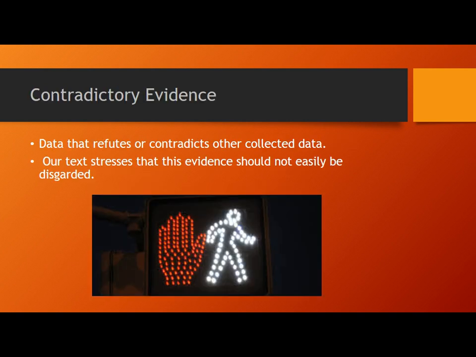Contradictory evidence. This is data that refutes or contradicts other collected data. I want to stress again, our text stresses that this evidence should not easily be disregarded or discarded. Sorry about that, I misspoke earlier. Contradictory evidence is a look into competing evidence, which in your final analysis could be used in a rival hypothesis. We'll get to rival hypotheses in a minute, but contradictory evidence in qualitative data is very important.